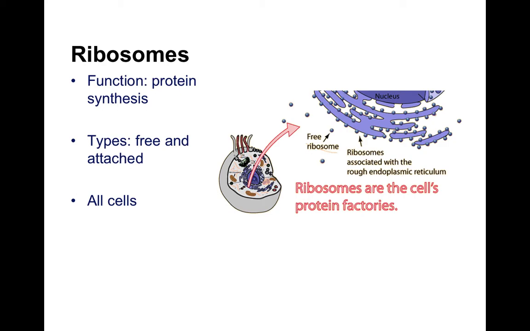You have two different types. We have freely floating and attached. The freely floating ones are the ones that just look like small dots out in the cytoplasm, while the attached ones are attached to the rough ER. Remember, all cells have ribosomes.